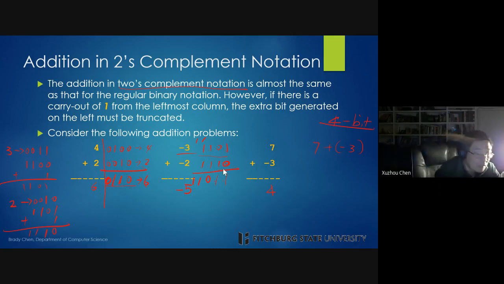But when you add these two numbers, you got 5 digits.